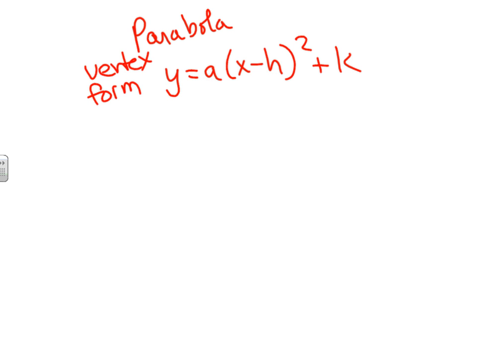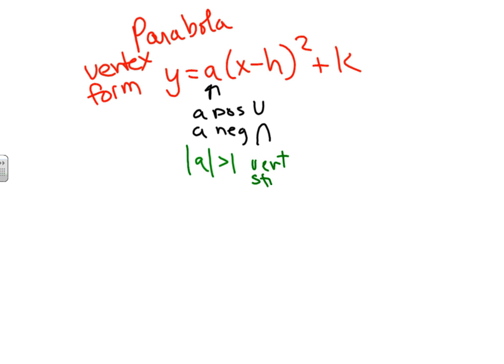And you know how to get it in vertex form by completing the square, just as a reminder to you. Just little things also as a review. If a is positive, it's a parabola that opens up. If a is negative, it's a parabola that opens down. The absolute value of a, if it's greater than 1, it stretches it vertically. Vertical stretch, which means it makes it narrower than the original.